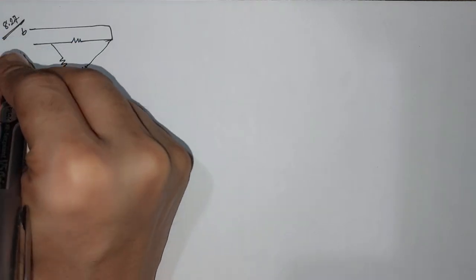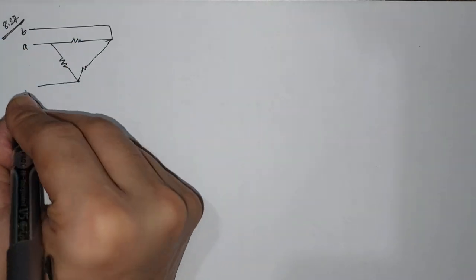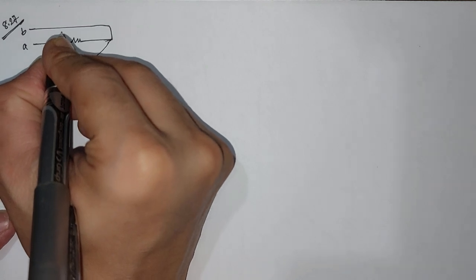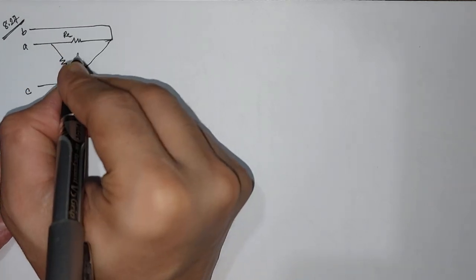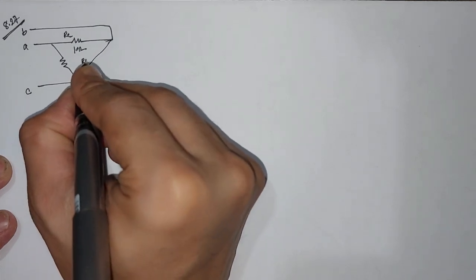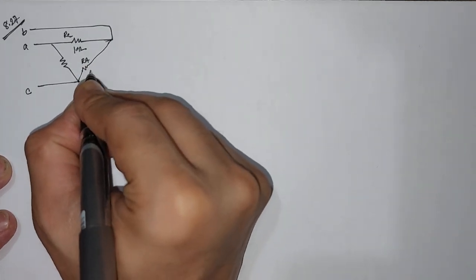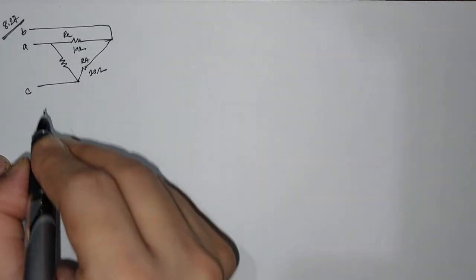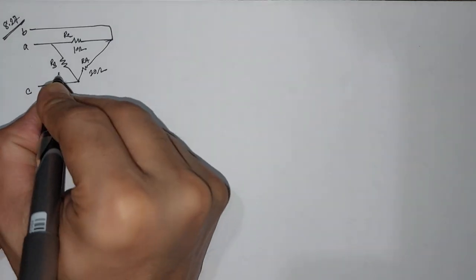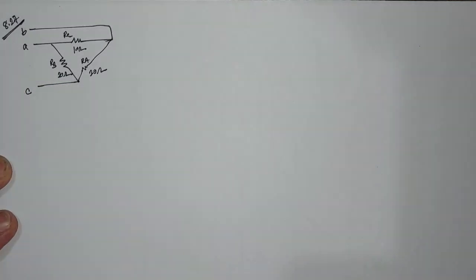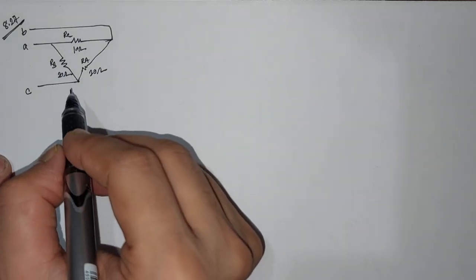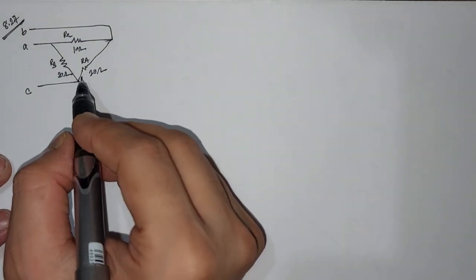This is terminal B, this is A and this is C. This is the resistance RC, which is 10 ohm, this is RA, which is 30 ohm, and this is RB, which is 20 ohm. Now the delta circuit is given. We have to find out the equivalent Y circuit.